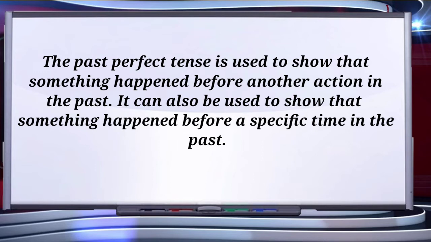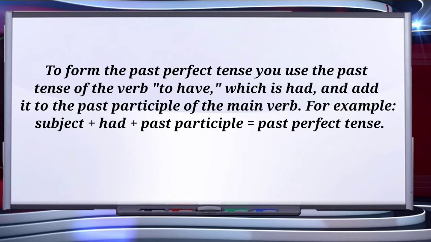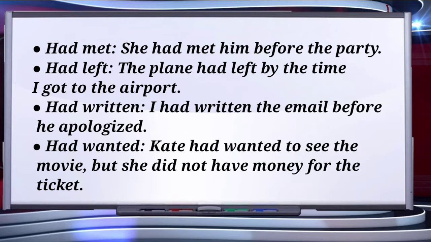Now comes how to form past perfect tense. If we talk about the formation of past perfect tense, then it is written as subject plus had plus third form of the verb. For example, she had met him before the party. Here she is the subject, had, met is the third form of the verb.